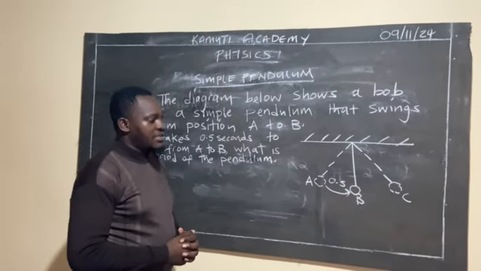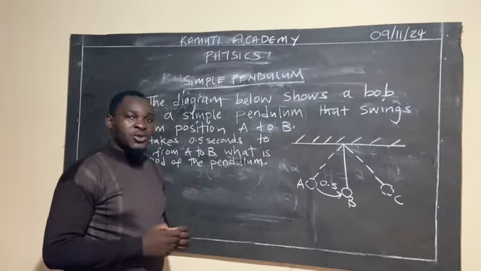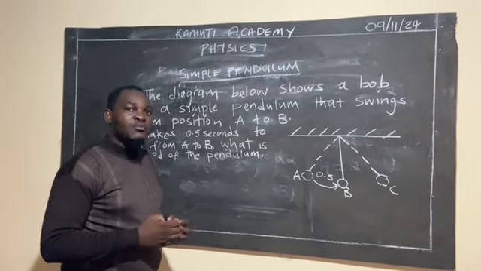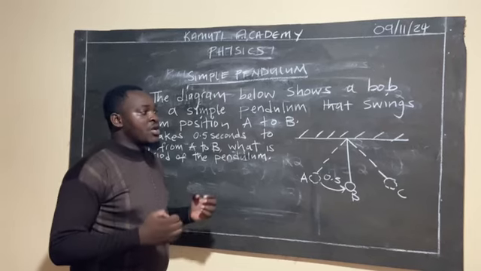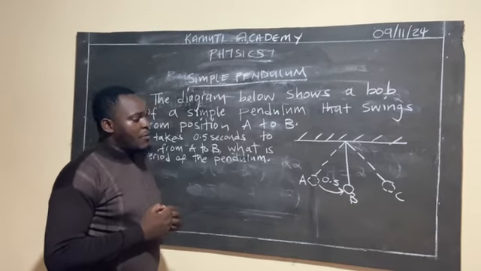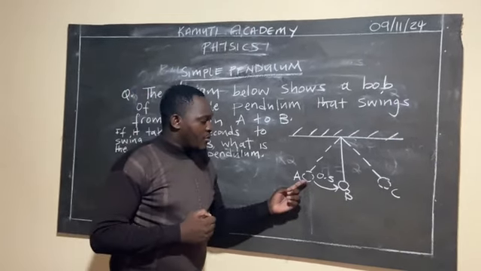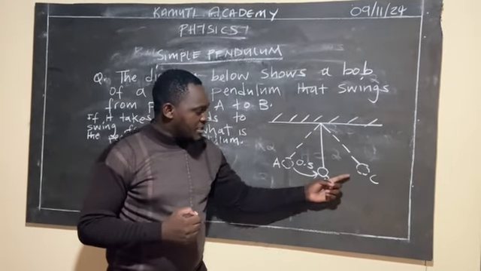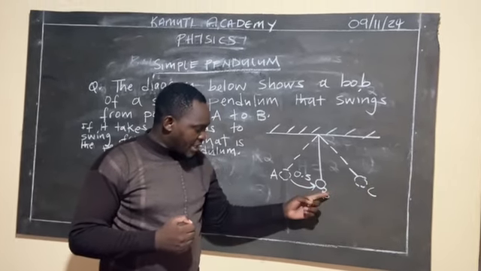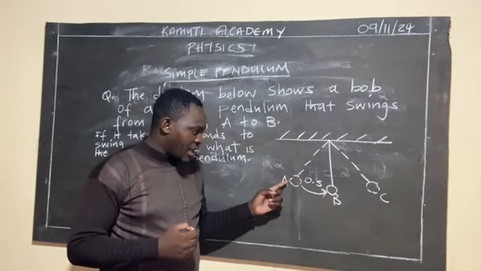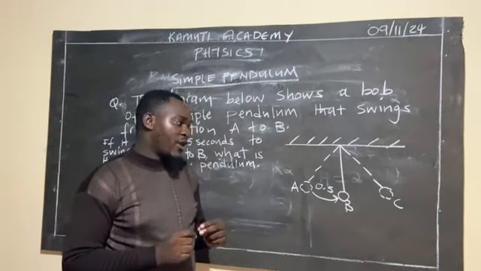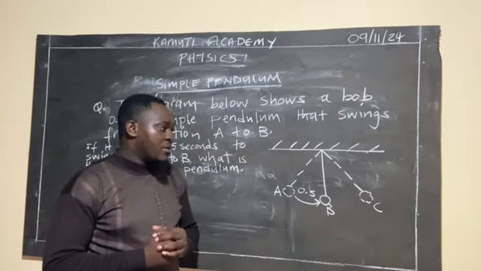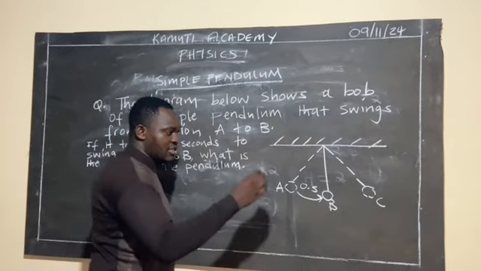By definition, the period of a pendulum is simply the time taken for the pendulum to make one complete swing or oscillation. Look at it, it will move from A to B, from B to C, from C back to B, and back to A. The time it takes to make one complete swing, that is what we call a period.